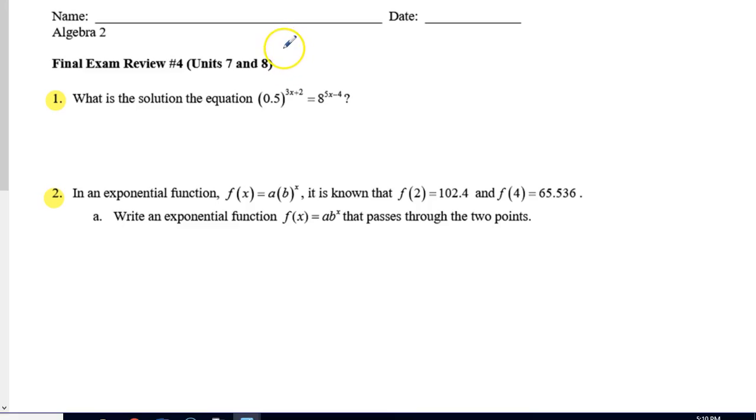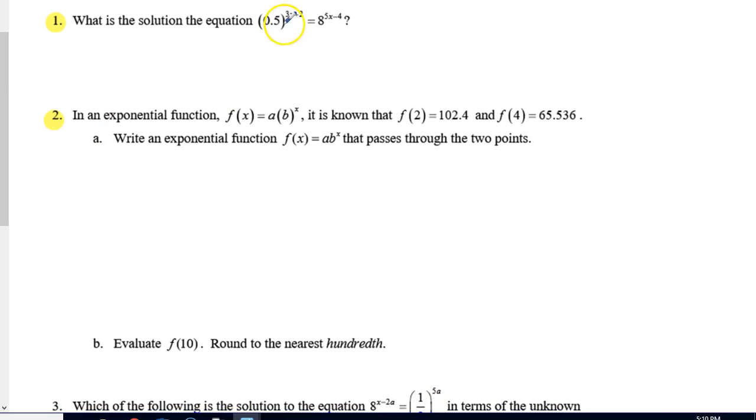In this recording, we're going to review Units 7, 8, and 9. Okay, Unit 7 was having to do with exponential functions, Unit 8 had to do with logarithmic functions, and Unit 9 was sequences and series.